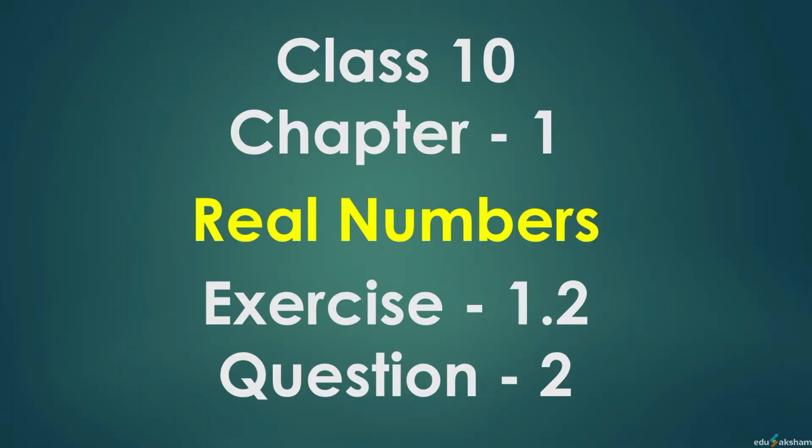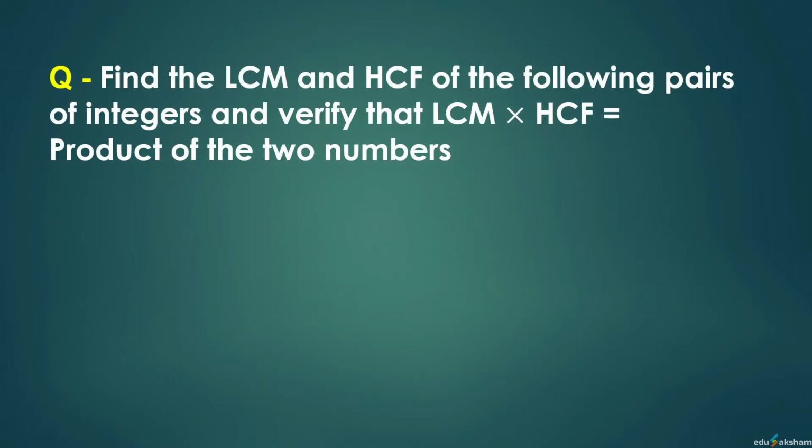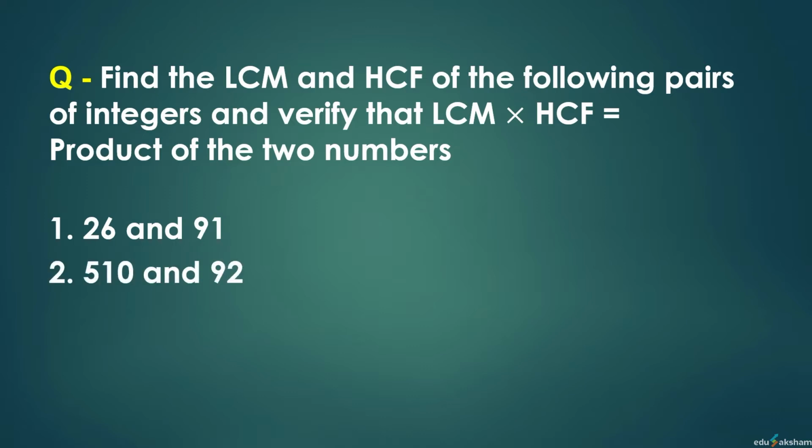Class 10, Chapter 1, Real Numbers, Exercise 1.2, Question number 2. Find the LCM and HCF of the following pairs of integers and verify that the LCM into HCF is equal to the product of the two numbers. The pairs of numbers are 26 and 91, 510 and 92, 336 and 54.